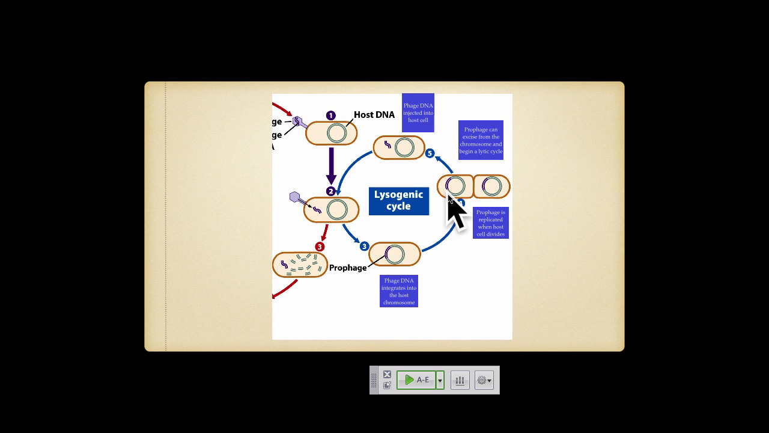So as far as E. coli knows, it's just this extra little piece of DNA. It's about 50,000 base pairs, so it's very, very small compared to the 4 million base pair genome. And it just continues like this.